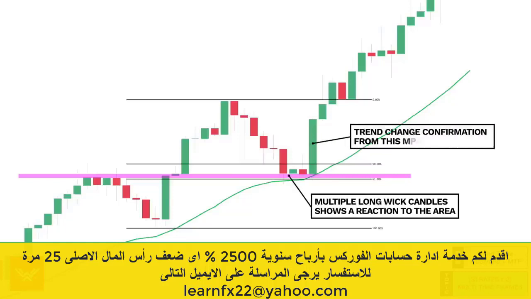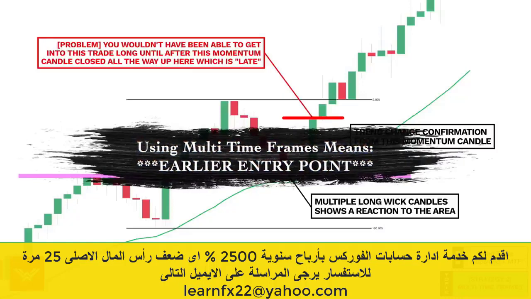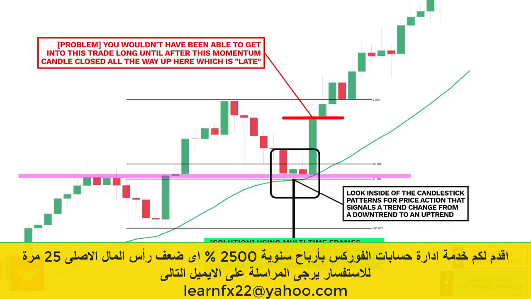Now, the trend change confirmation came from this momentum candle here, meaning you wouldn't have been able to get into this trade long until after this momentum candle closed up here. And this is why you would want to use multi-time frames, which is to get into this trade at an earlier entry point. Meaning, after you had the candlesticks form here, you would go to a lower intraday time frame and find price action that signals a trend change from a downtrend to an uptrend and get into this trade at an earlier point. So let's pull up a lower time frame and put it beside this one.